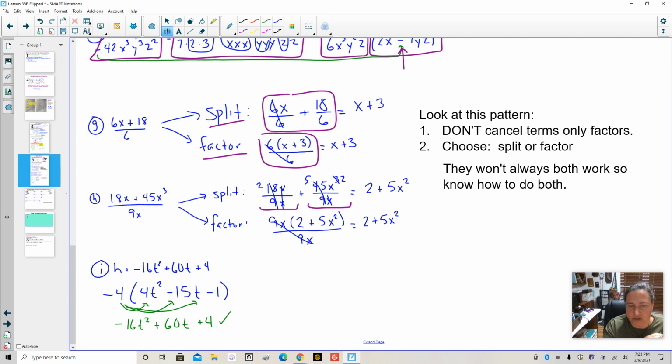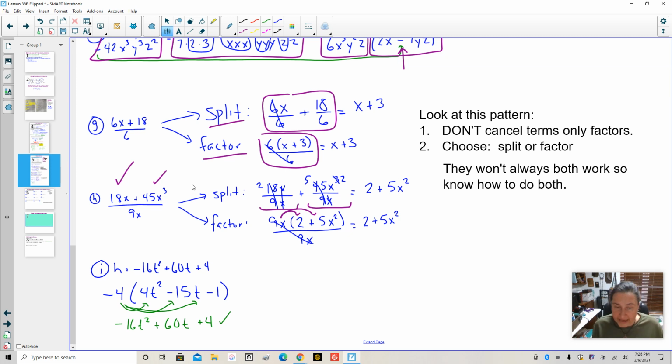Or I could factor. 9x comes out of that top one nice and cleanly. 9x times 2, always check with distribution. 9x times 2 is 18x, and 9x times 5x squared is 45x to the third. So I factored that correctly. My 9 times x times the 2 plus 5x squared. And then on the bottom, I have 9 times x. Things that are multiplied can be reduced. So I cancel 9. 9 divided by 9 is 1. X divided by x is 1.